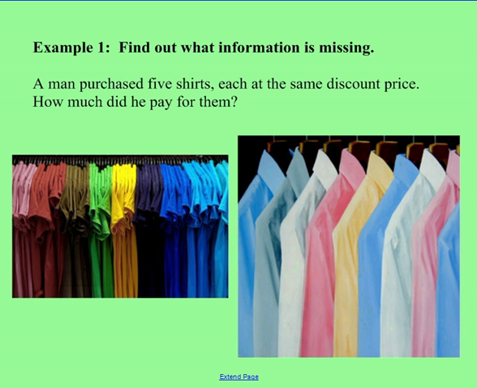In example 1, we need to find out what information is missing. A man purchased 5 shirts, each at the same discount price. How much did he pay for them? Of course, they didn't tell us what the discounted price is, so we cannot decide how much he paid for the shirts.